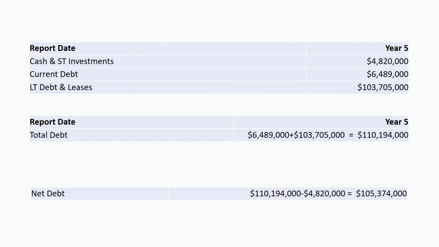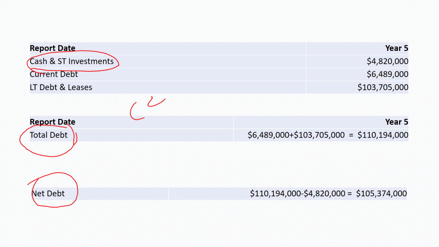I want to state one piece of information here: sometimes you might get net debt negative. So when does this happen? If the cash and short-term investment is more than total debt, right? So cash and short-term investment is more than total debt. In that case, your net debt could be negative, and it is very common.